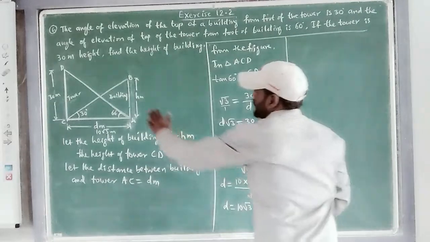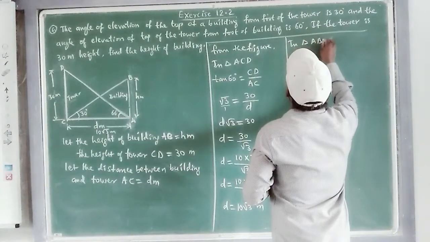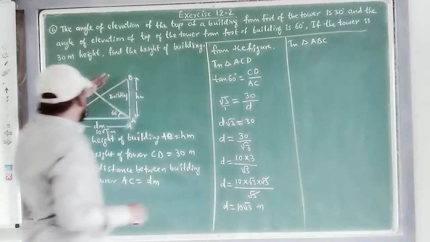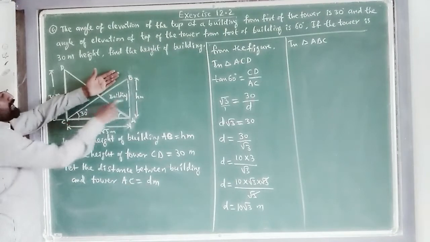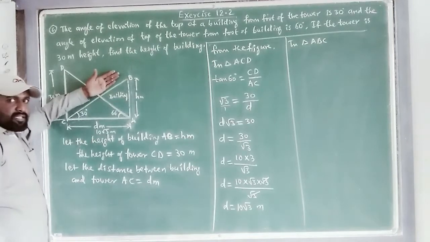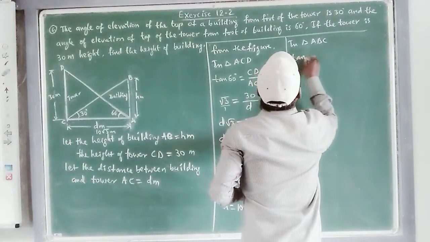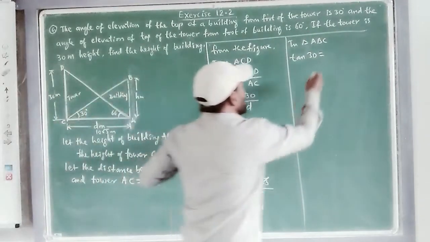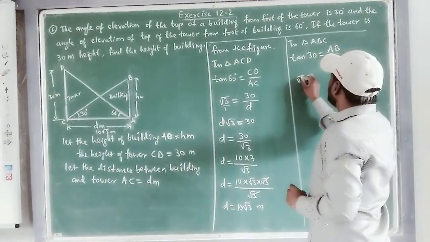Now for another triangle, we have to take ABC. In triangle ABC, where the building is involved, AB is equal to the building height. With respect to this 30 degrees angle, look closely at triangle ABC, this is the opposite side and this is the adjacent side. Again, opposite side to theta by adjacent side to theta is the trigonometric ratio tan 30. Tan 30 degrees is equal to the opposite side to 30, which is AB, by the adjacent side to 30, which is AC.